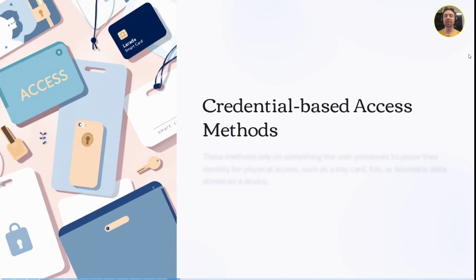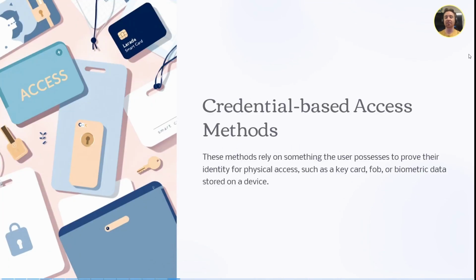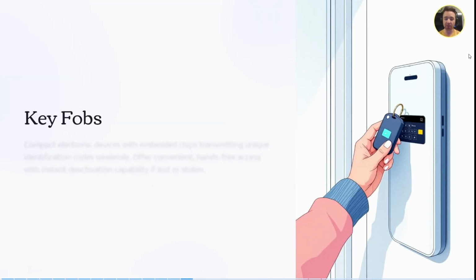So the first one is credential-based access methods. This is basically anything where you have to say, hey, this is who I am. I am authenticating based on something I have, something I am, or something I know. So specifically, we're going to start with key fobs.